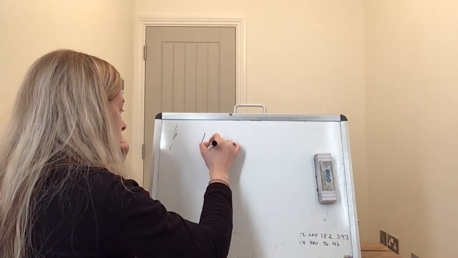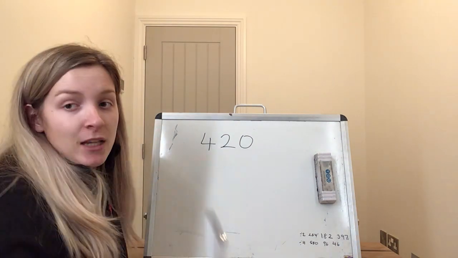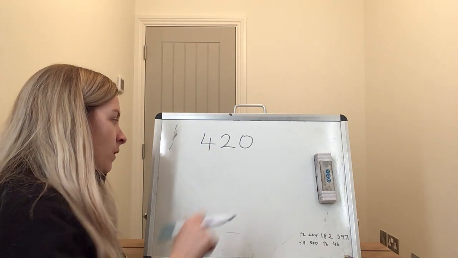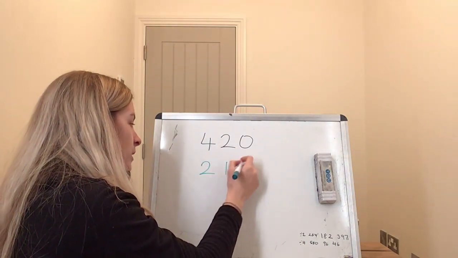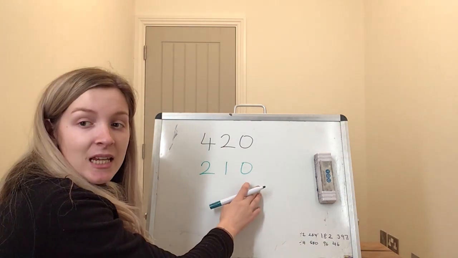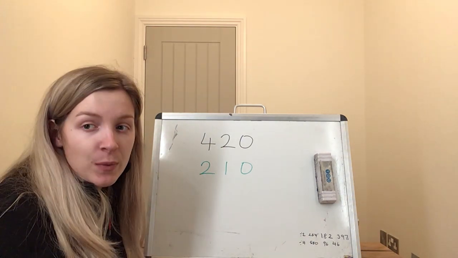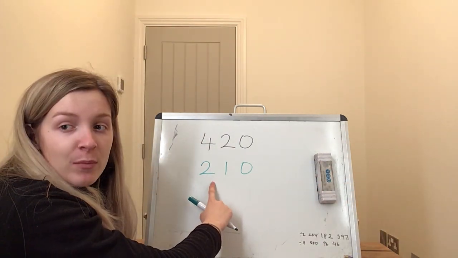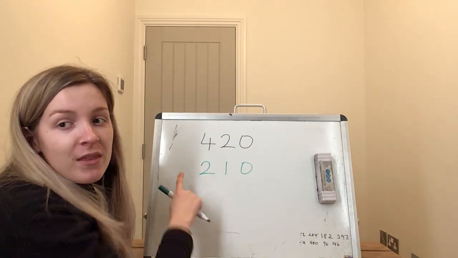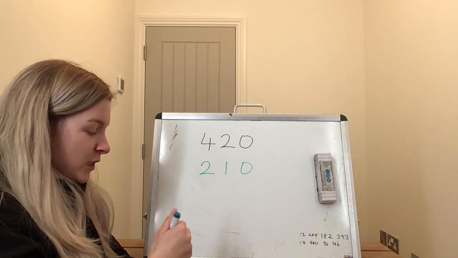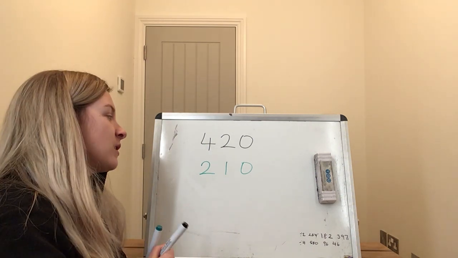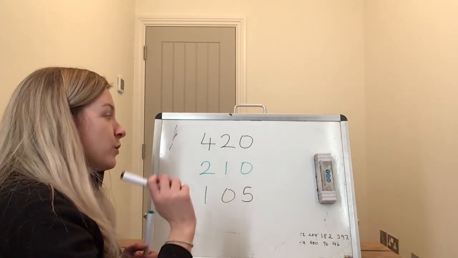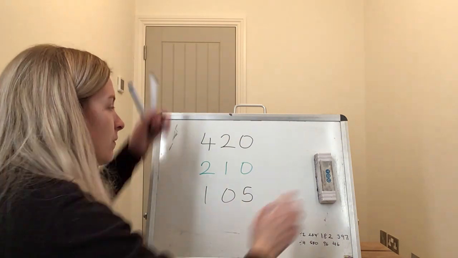Let's go for 420. Let's half it, see if it's even, and see then if it's divisible by 4. Half of it is, of course, 210. Is this an even number? Yes, it is, so it must be divisible by 4. It's important to note at this point that we haven't divided it by 4, we've only divided it by 2, but this will tell us whether it's divisible by 4 or not. If we wanted to divide it by 4, we would half it again, and that will give us 105. 420 divided by 4 is 105, okay?